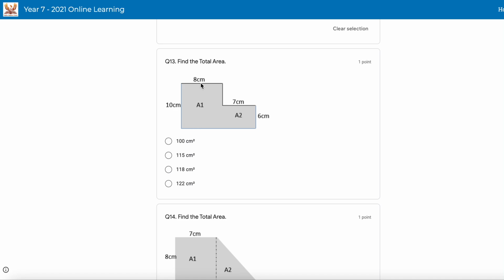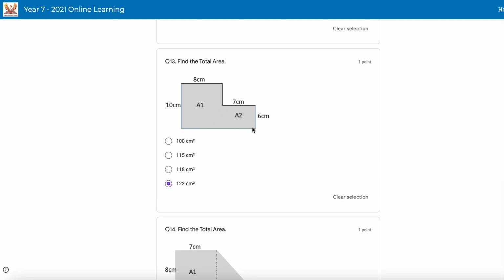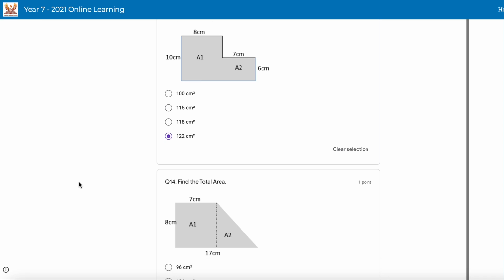So A1, 8 times 10, this will be 80 square centimetres, and A2, 7 times 6, this will be 42 square centimetres. So 80 plus 42 gives us 122. And we did this shape earlier in the quiz as well.